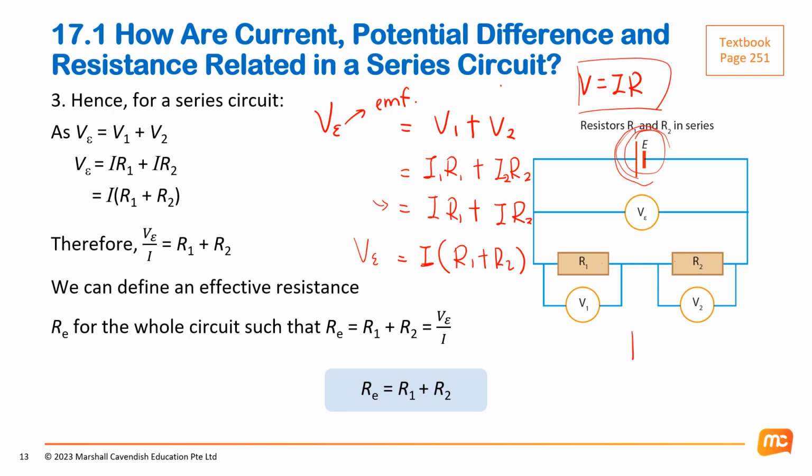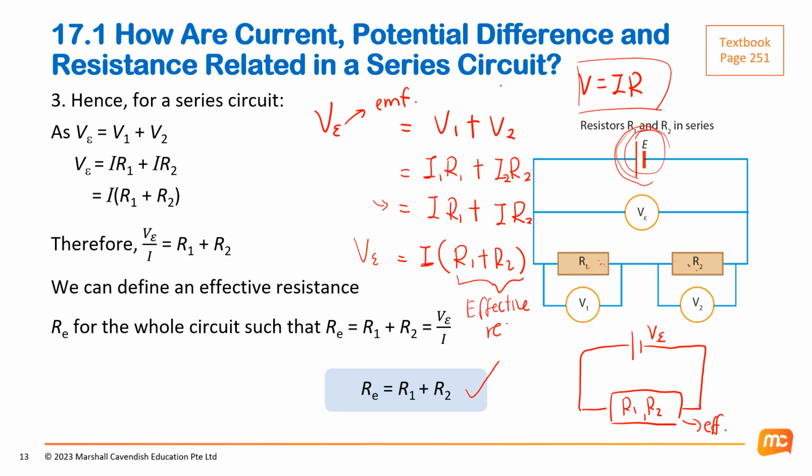This is equivalent to me having a circuit where I have the same EMF and one big resistor made of R1 and R2 together. So this is what you get when you put two resistors in a series circuit. You will just get their effective resistance, the sum of the resistances together. So RE equals R1 plus R2. This is what we call the effective resistance as well. That is why you see it as RE.